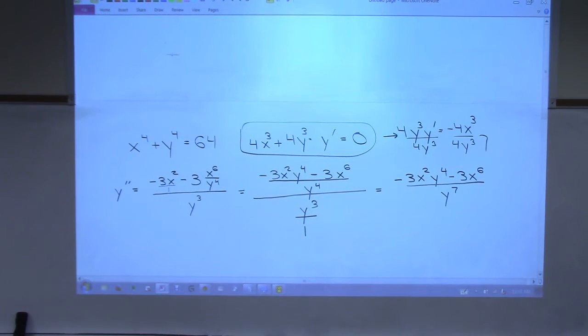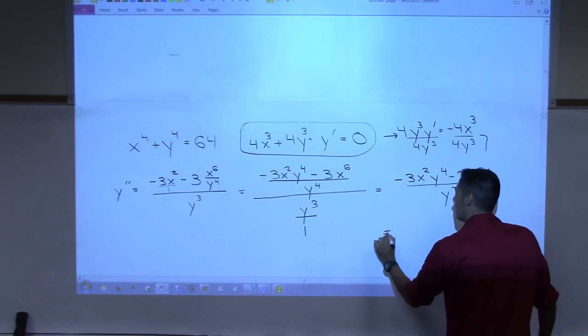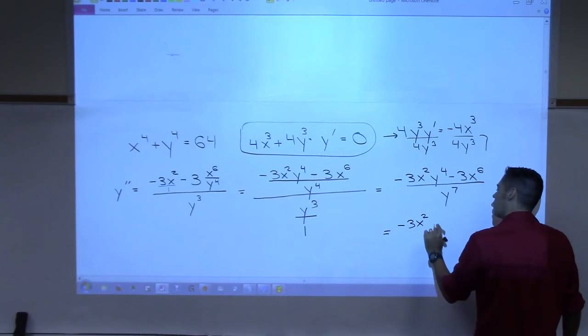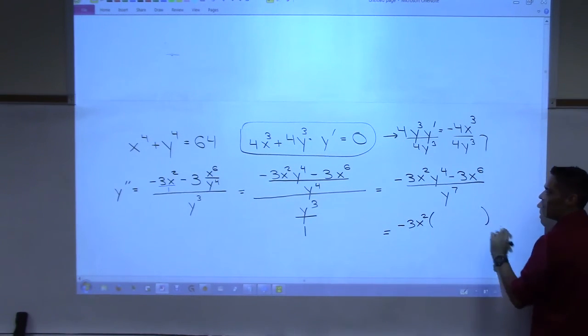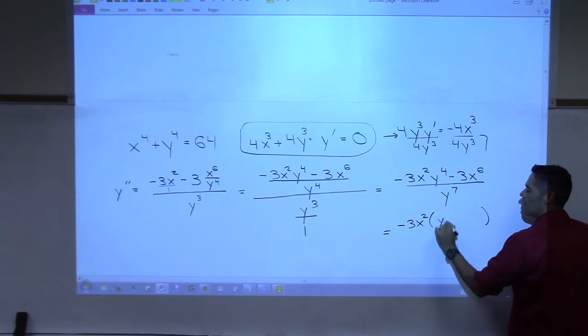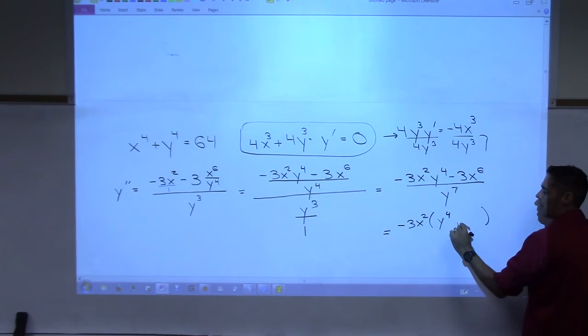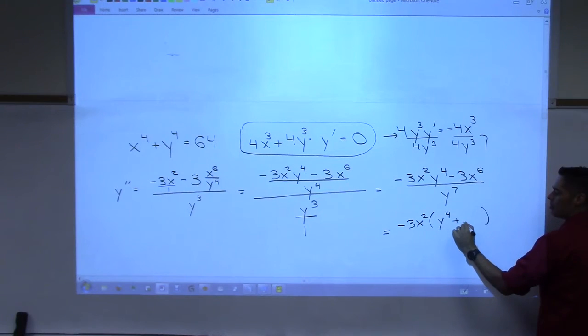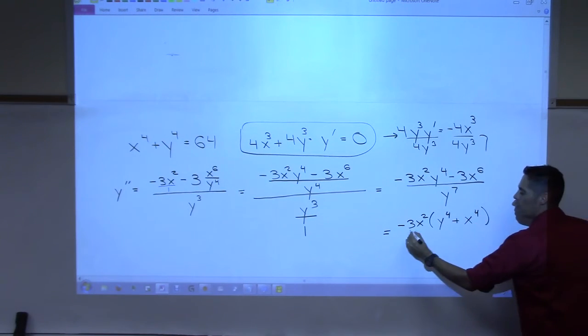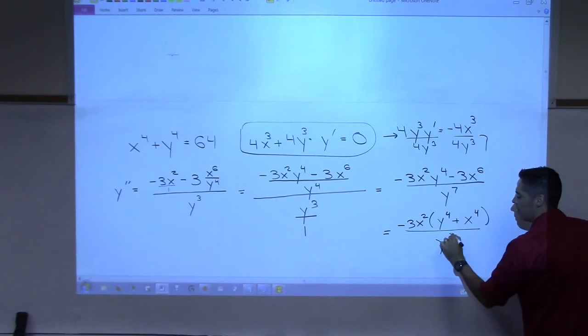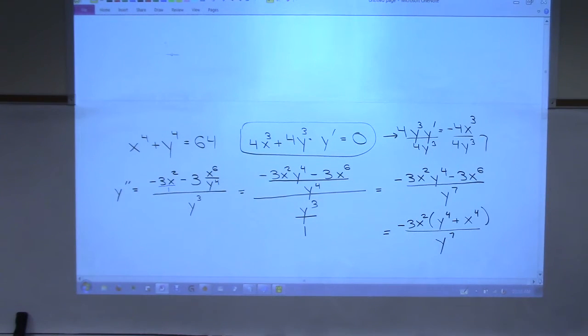Something really good is actually about to happen, all right? Believe it or not. Look at my numerator and tell me about a GCF. Can you see a GCF in the numerator? Negative 3 x squared. Okay, let's pull that out. Negative 3x squared, right? And then when I pull that out, what am I left with? Y to the 4th, not minus, we pull the negative out, plus x to the 4th over y to the 7th. Does anybody see what I'm about to do?